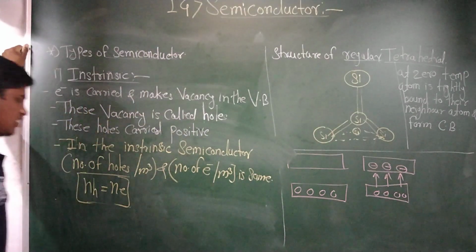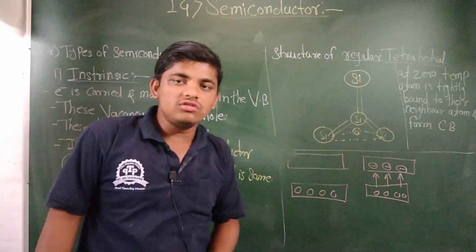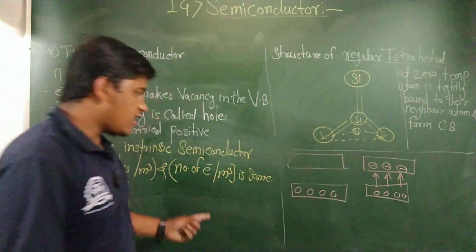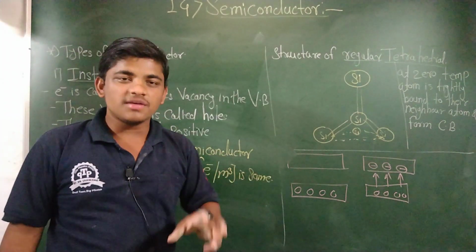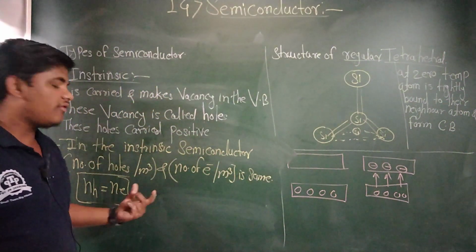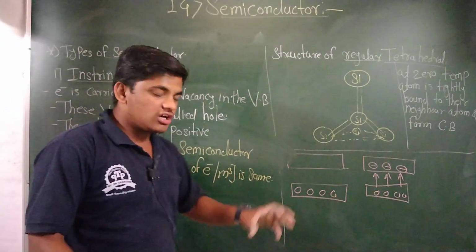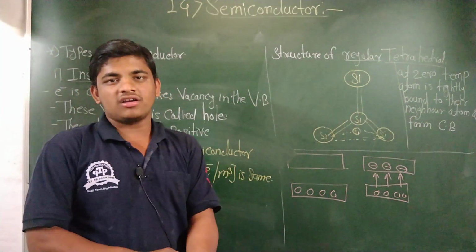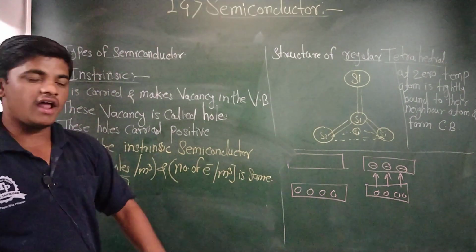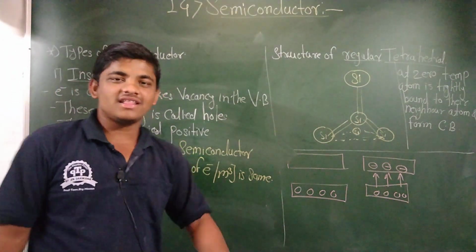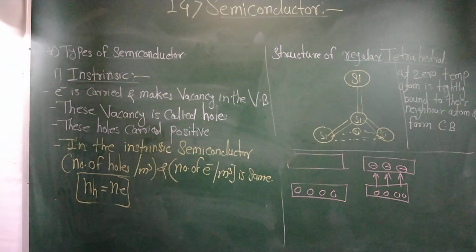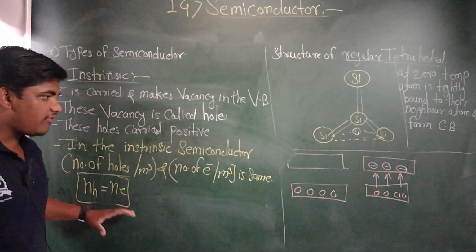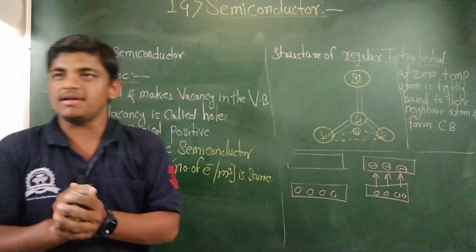One question will be asked in the exam for MCQ. The number of holes in the pure semiconductor or intrinsic semiconductor is greater than the number of electrons. This is one option. The number of holes in the intrinsic semiconductor is equal to the number of electrons. This is the second option. And the third option, the number of holes is not equal to the number of electrons in the intrinsic semiconductor or pure semiconductor. And fourth option is the number of holes is less than the number of electrons in the intrinsic semiconductor. The correct option is the number of holes is equal to the number of electrons. Remember this for the MCQs for competitive examinations.